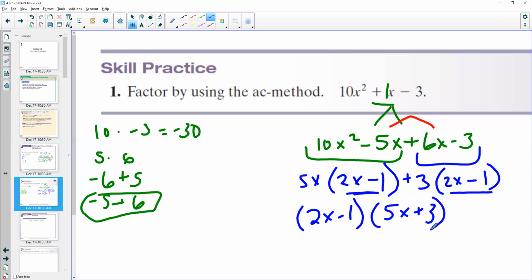Now, you can always check this. Remember, if you're not sure if you're right, check. FOIL, you would re-multiply with FOIL, right? And then when you re-multiply, you should get that back, all right?